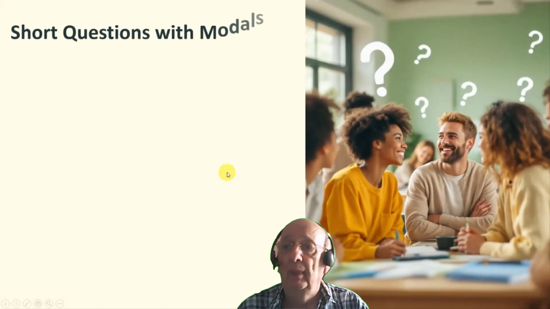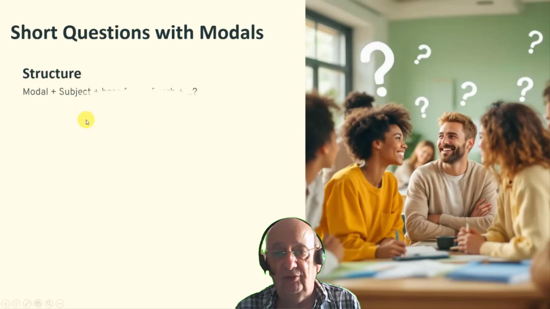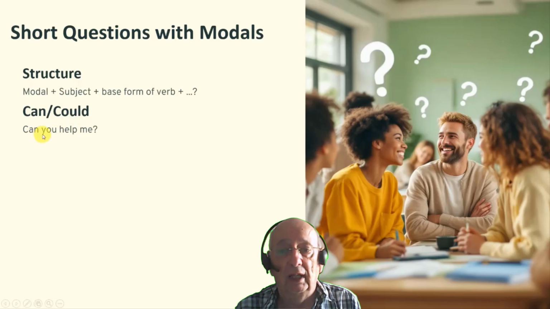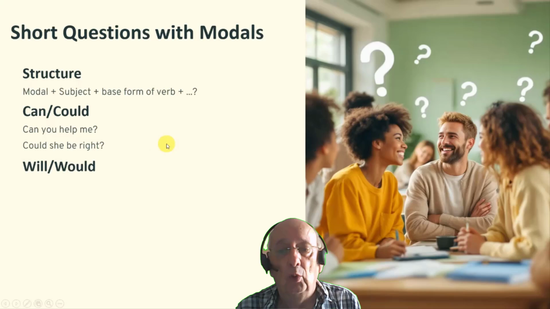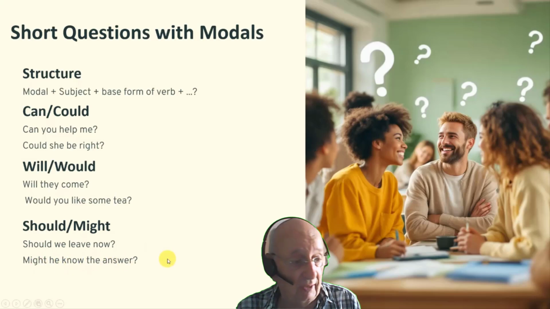Good. Let's have a look at short questions with modals. We're almost done. Can you believe it, guys? We are making some very, very good progress over here. Okay, let's have a look. The structure is always modal plus subject plus a base verb, right? Can or could. Can you help me? That's very interesting. Could she be right? Will or would? Will they come? Would you like some tea? Should or might? Should we leave now? Might he know the answer?